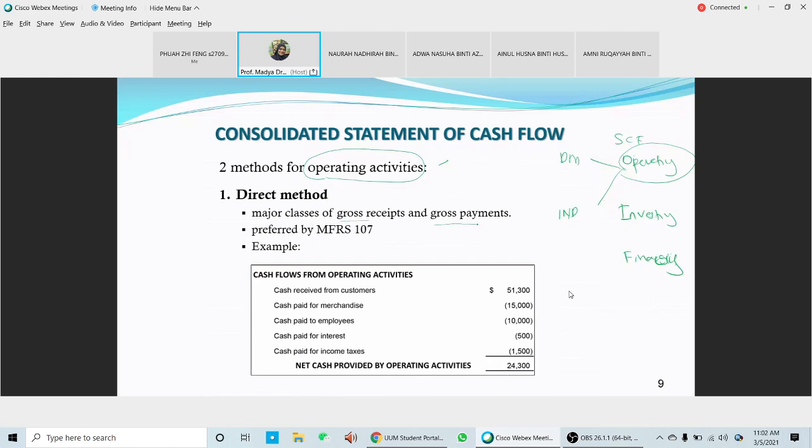For the direct method, you're going to have a major class of gross receipts and gross payments. This one is preferred by the standard. For example, from the operating, you have cash received from customers, which is related to sales and also your accounts receivable. Then paid for merchandise is related to the purchases, or sometimes we use COGS, and also accounts payable, and then paid to employees, paid for interest and income tax. So this is the direct method.